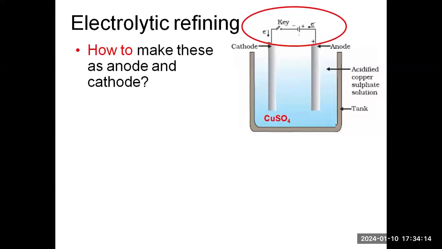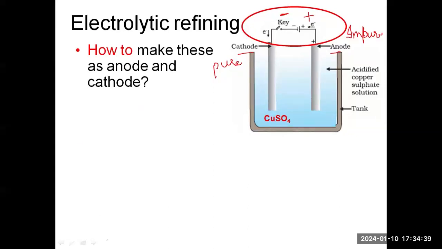You can see here, this one is the impure copper rod. So it is connected to the positive terminal of the battery. And this is the pure copper rod. It is connected to the negative terminal of the battery. So they are called anode and cathode.